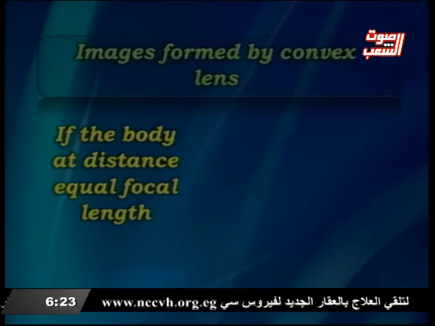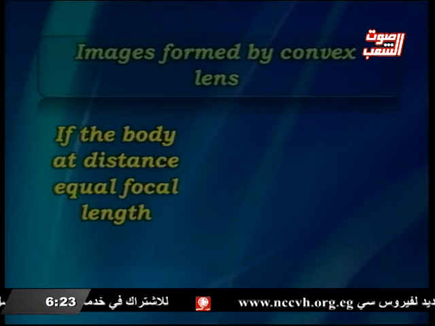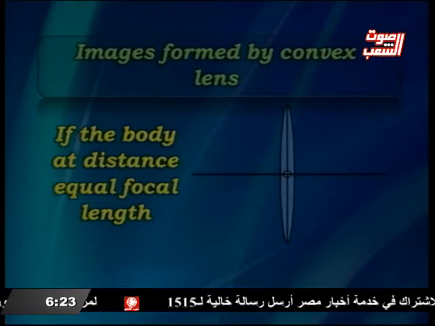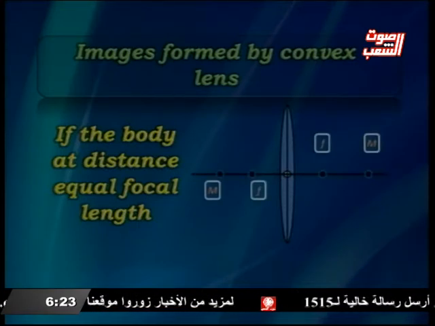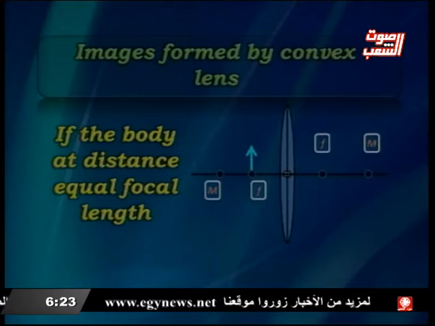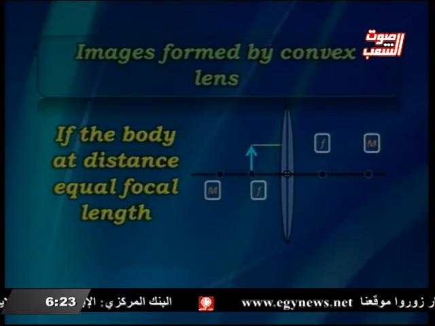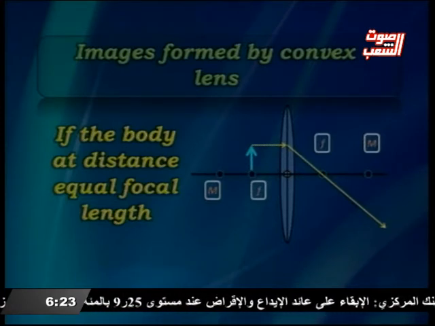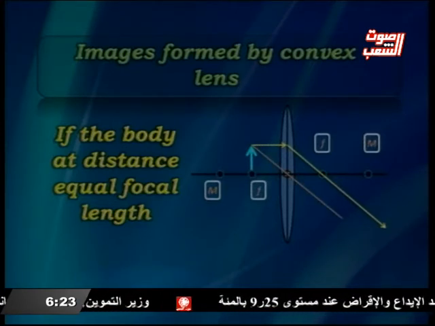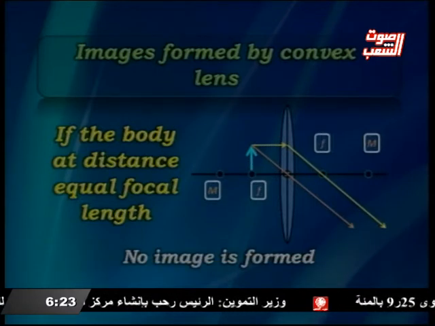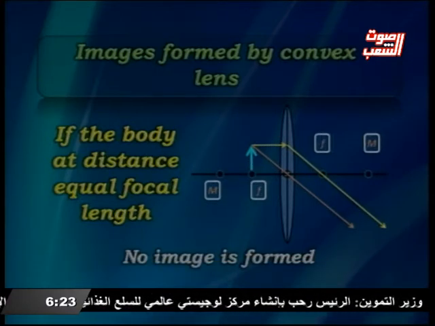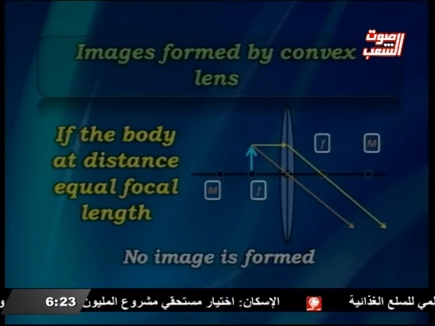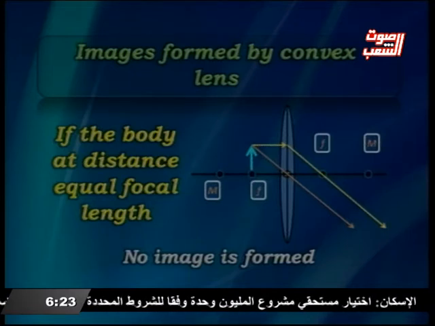If the body distance equals the focal length, like this, the body is at the focus. This is the light ray that passes like this and makes refraction on the focus. And the second one passes through the optical center. Here we have no image. Why? Because the refracted light rays are parallel to each other, because the body is found at the focus.